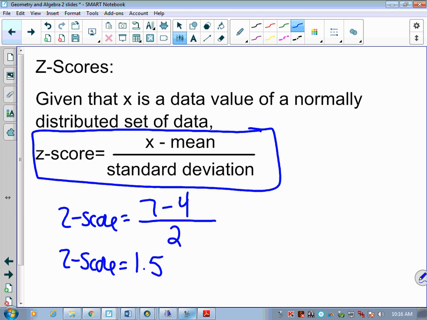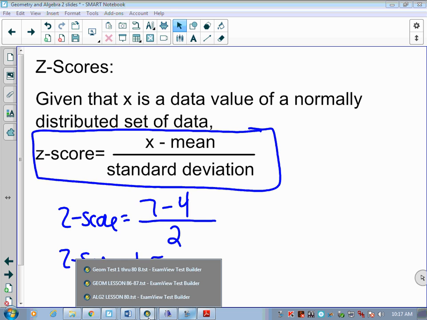Means it's not exactly at 1 standard deviation. It's not exactly at 2 standard deviations. It's somewhere between 1 and 2 standard deviations. You follow me? Okay. All right, so 1.5. Okay, from here, let's answer some questions.